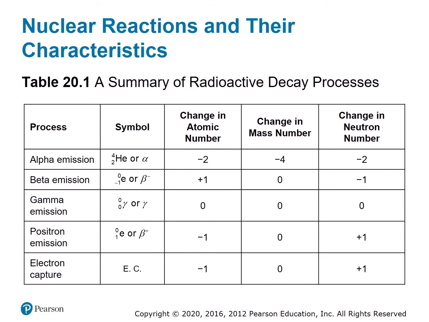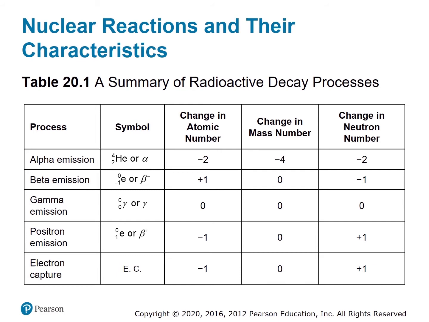The first is alpha emission, where an alpha particle is released. An alpha particle is just a combination of two protons and two neutrons, or a helium-4 nucleus, without any surrounding electrons. The fact that two neutrons and two protons are ejected from the nucleus results in a decrease in the atomic number by 2 and the mass number by 4.